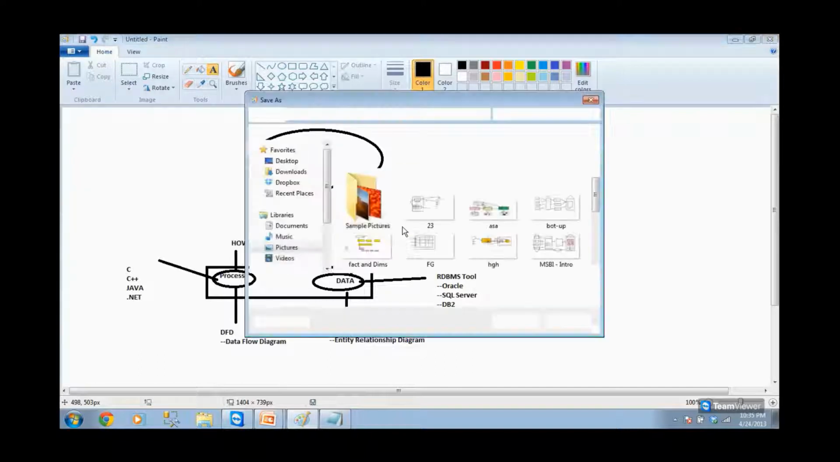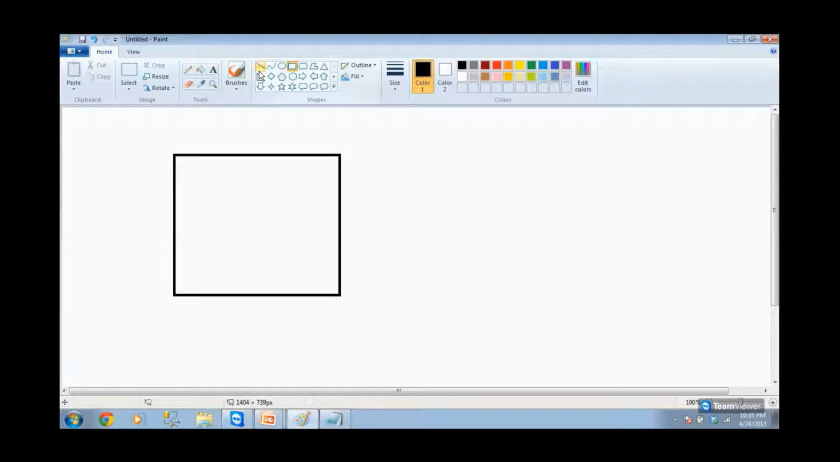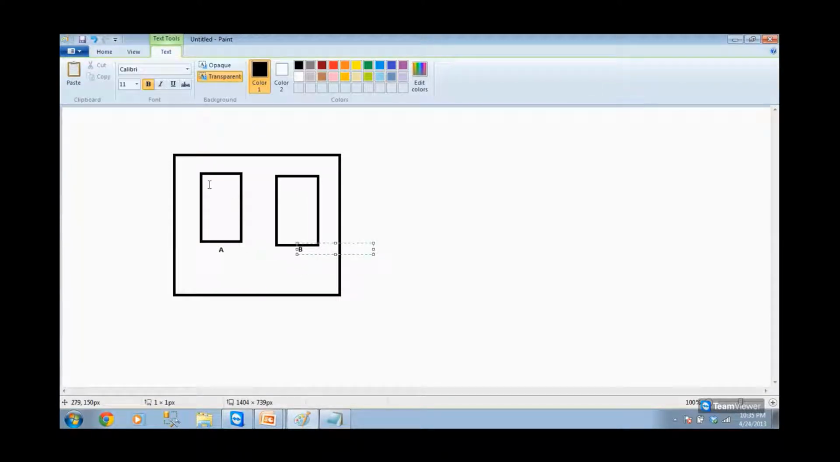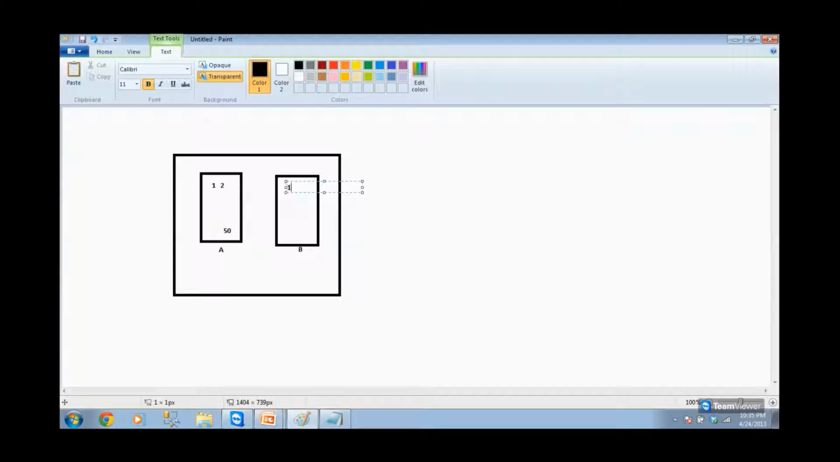Say you have a big complex where you have a tower A and a tower B. In each tower you have 1 to 50 houses. So house number 1, house number 2, like that you have 50 houses. In tower B also you have house number 1, house number 2, like that 50 houses.